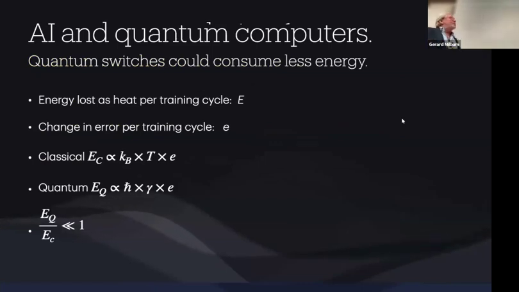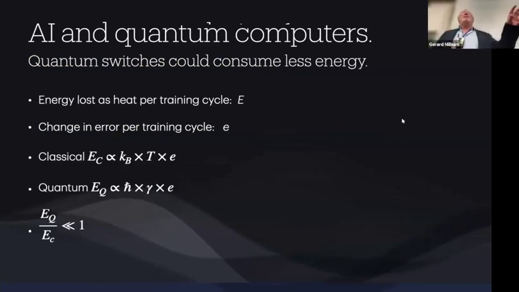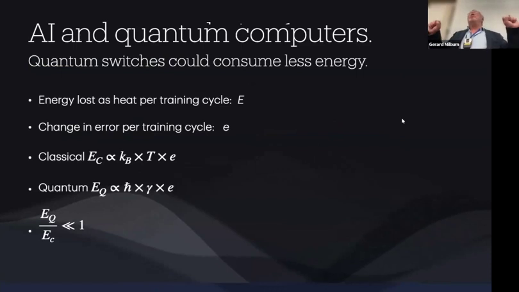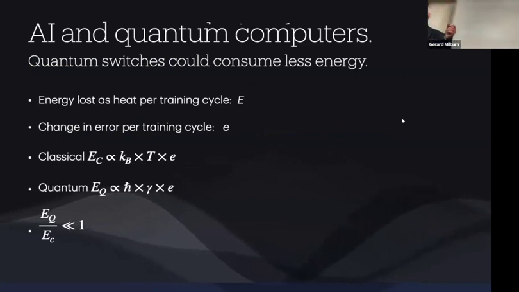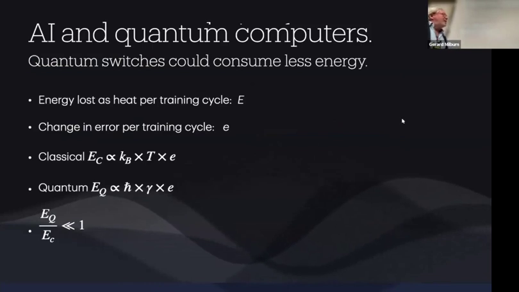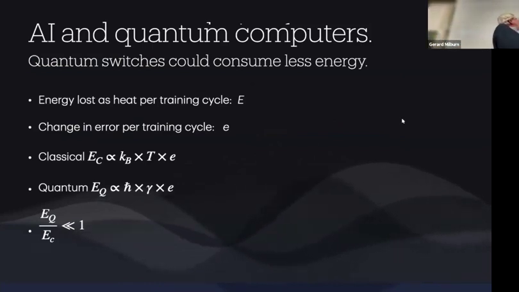Just to give you a hint as to why quantum computers could be much more efficient, in a classical device, you can compute how much energy is dissipated as heat per training cycle. And it turns out to be proportional to the change in the error, the change in the probability of making a mistake. So as the probability of error goes down, the energy dissipated goes down and down and down. It's roughly proportional to kT times the electronic charge.